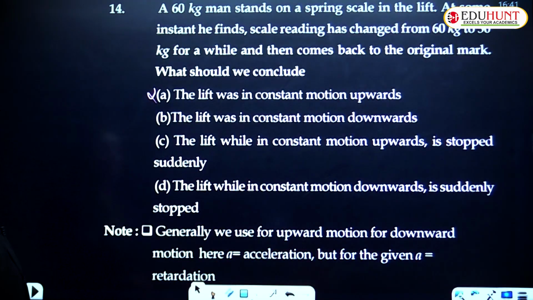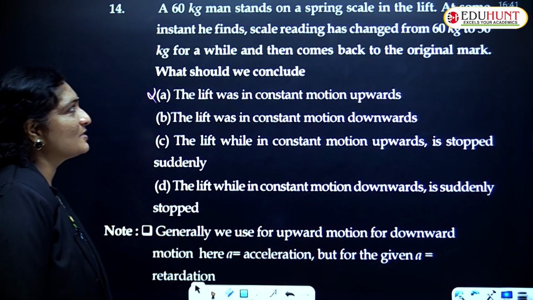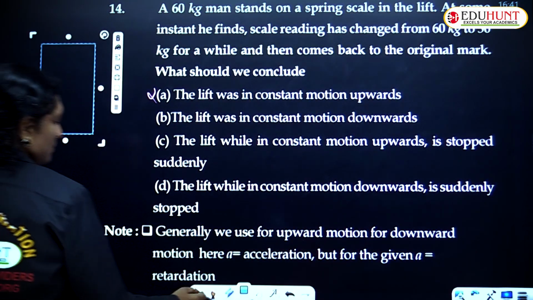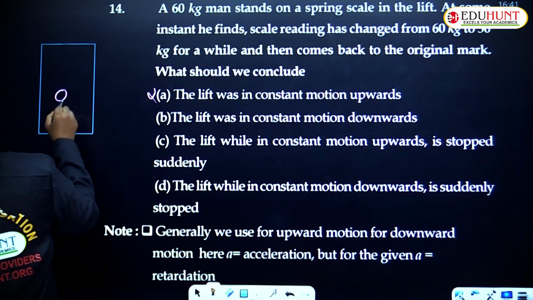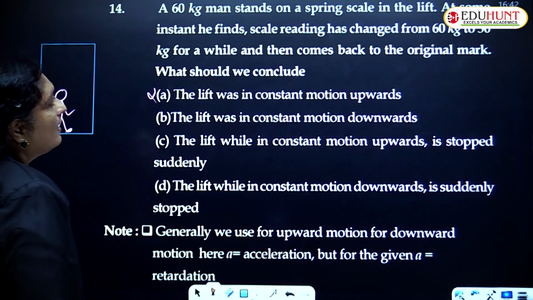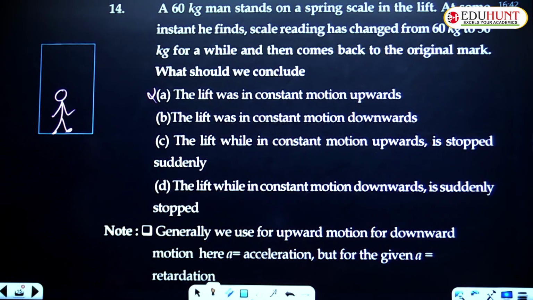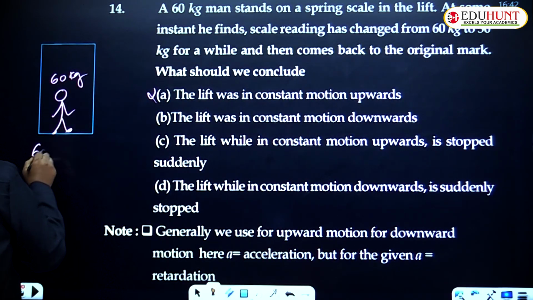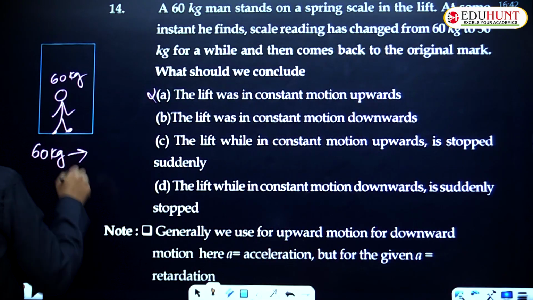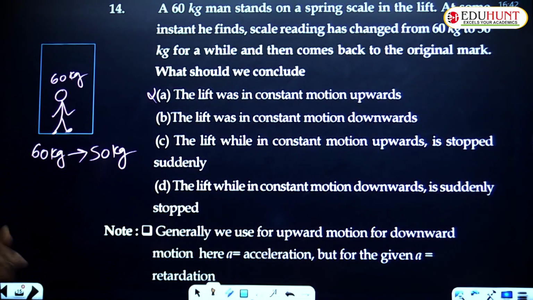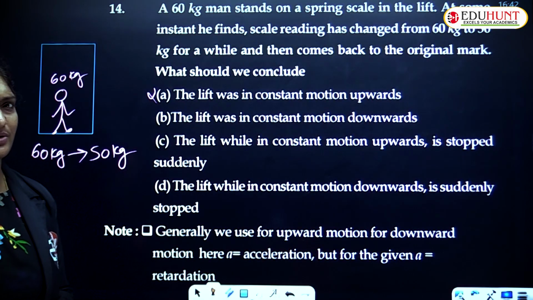So, moving to the 14th question, a 60 kg man stands on a spring scale in the lift. So, here we have a lift in which a man is standing. At some instant, he finds the scale reading has changed from 60 kg to 50 kg. The actual mass of the man was 60 kg. But it was given that because of some changes, the reading changed from 60 to 50 kg. That means the reading is reduced.